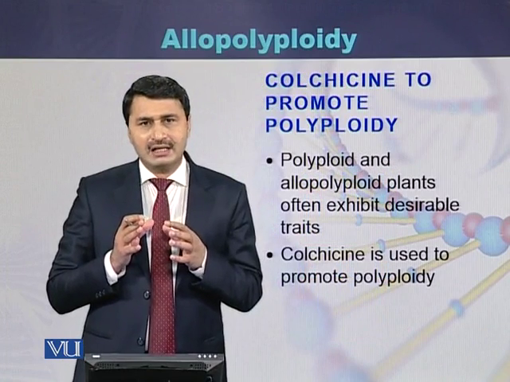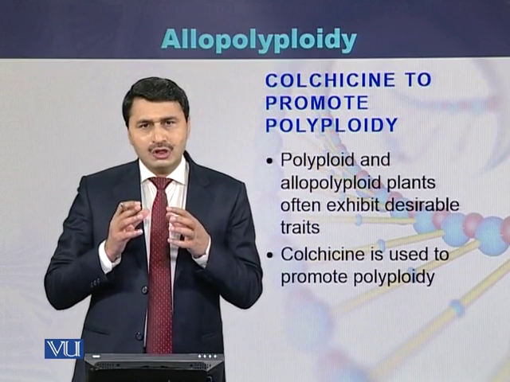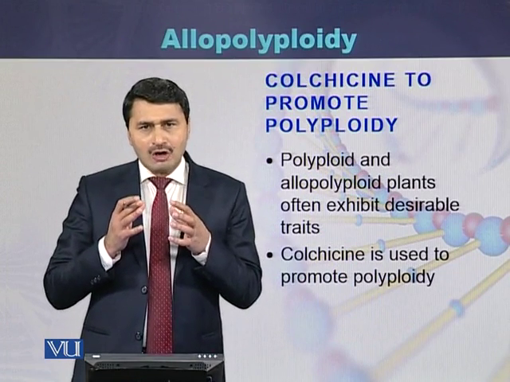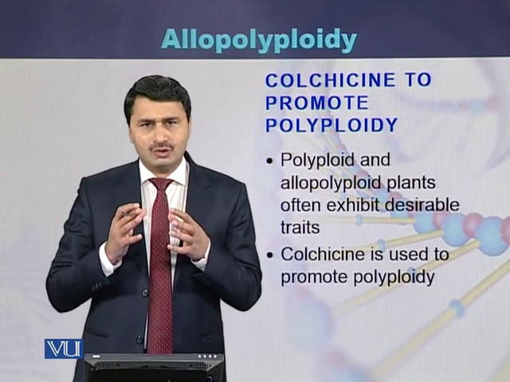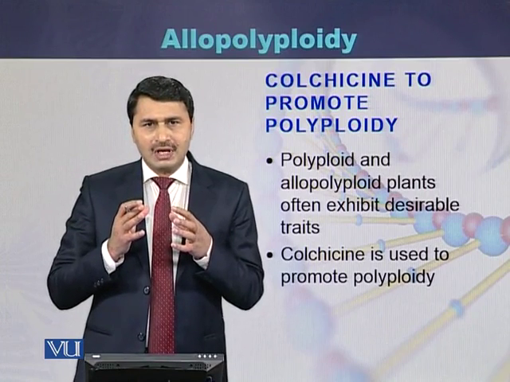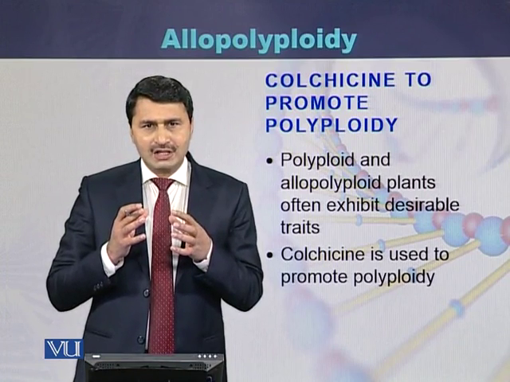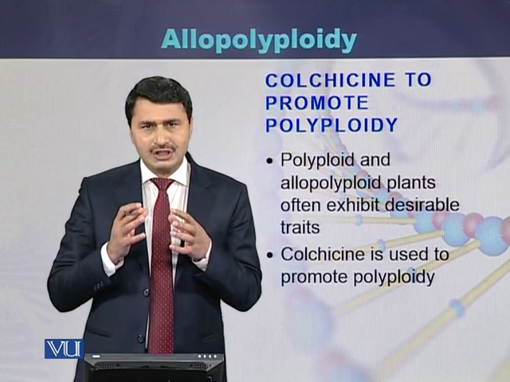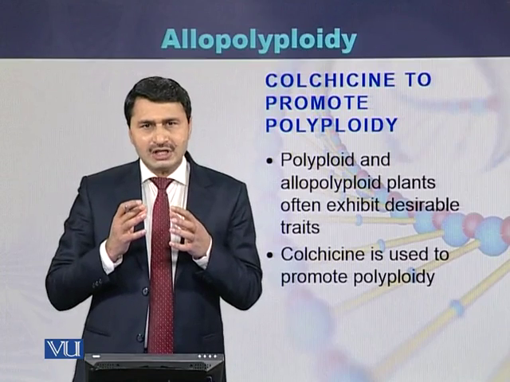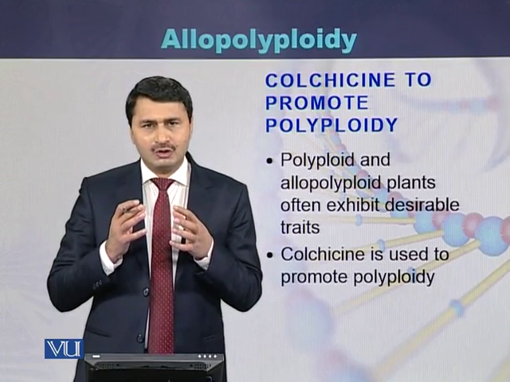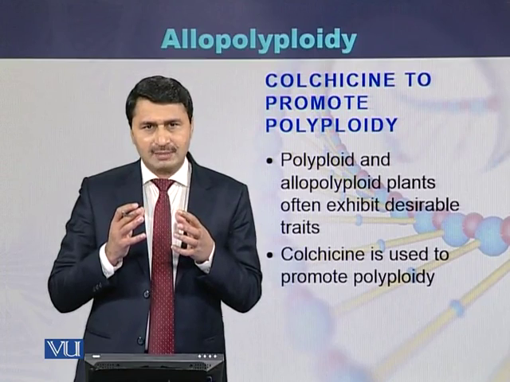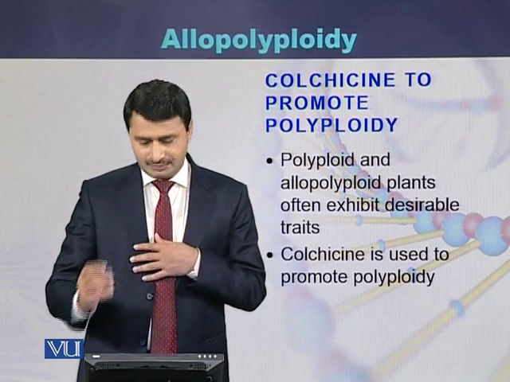Colchicine is a chemical which is usually used to promote the non-disjunction of chromosomes. This is a phenomenon usually adopted in plants, because by using colchicine in plants, certain desirable traits, phenotypes or characteristics can be achieved.